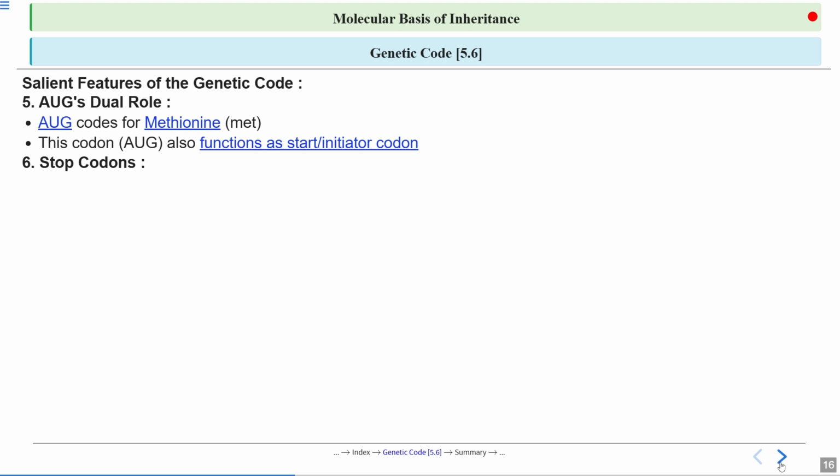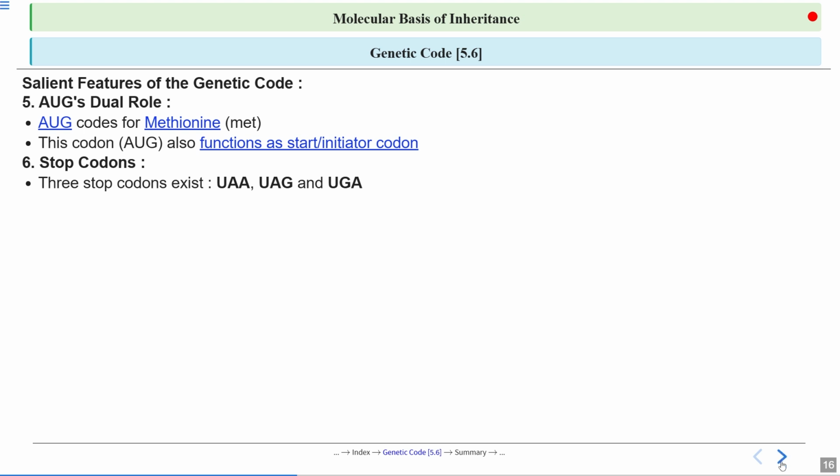Now, if there is a start codon, then there will be a stop codon. We have seen in previous slides that there are 64 codons, of which 61 code for amino acids, whereas 3 do not code for anything but act as stop codons, which stop the translation process. These 3 stop codons are UAA, UAG and UGA. UAA is also called ochre, UAG is called amber, and UGA is called opal.